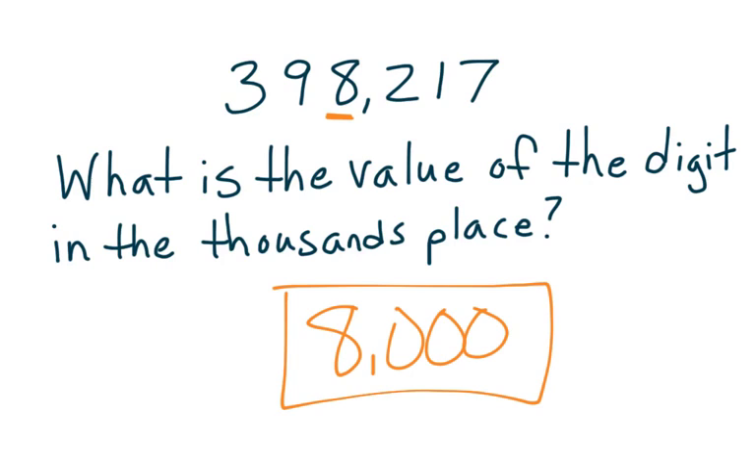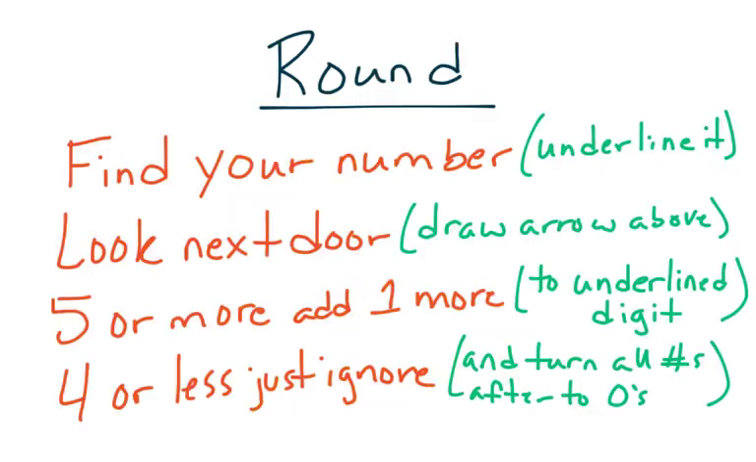So that's what place value is all about. We need to identify the place value we're talking about. It helps if we write down that number and underline the place value. And then when I want the value of the digit, I want to know how much is that digit worth. Let's go ahead and take a look at rounding.